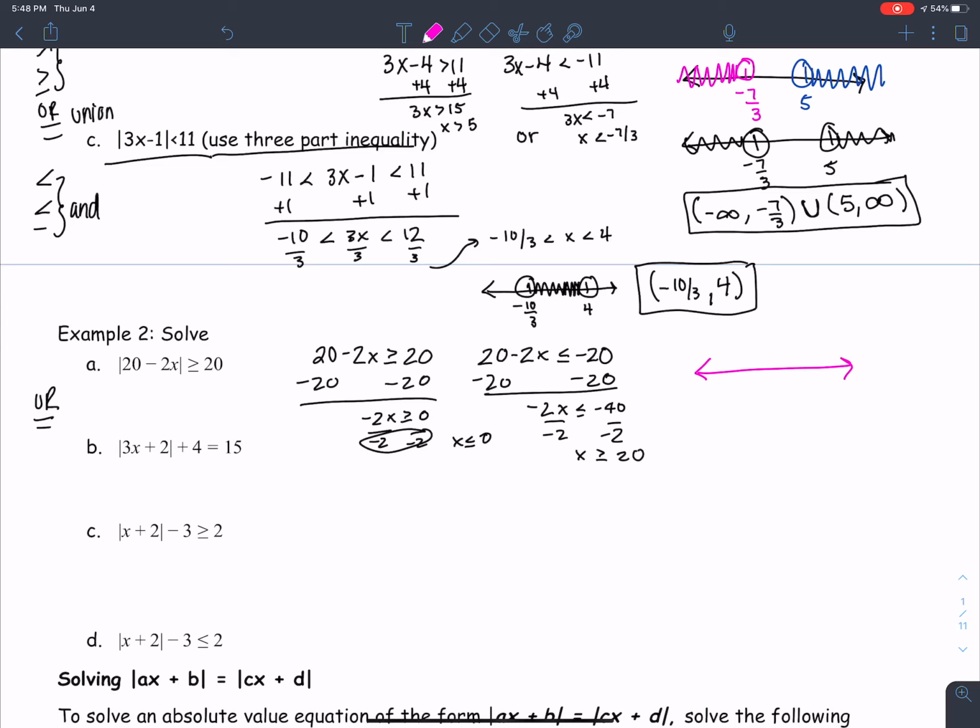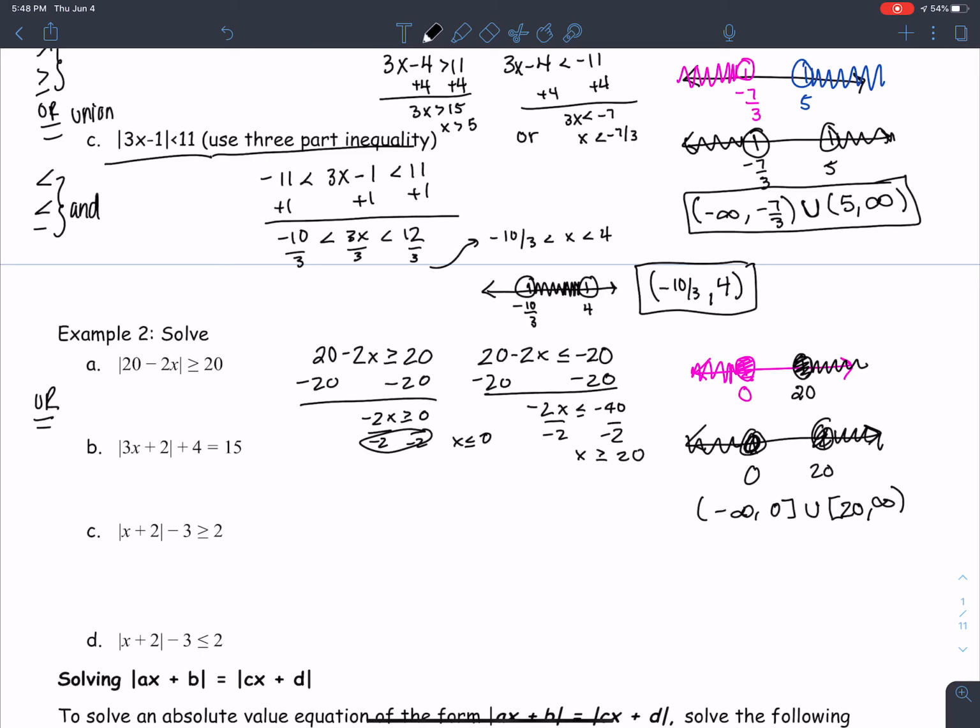So here we go. So I've got x less than or equal to 0, and then greater than or equal to 20. I'm taking it all, right? So if I do it all together, it's all of that. So negative infinity to 0, bracket, union, bracket, 20 to infinity. Okay? All right. So here we go.